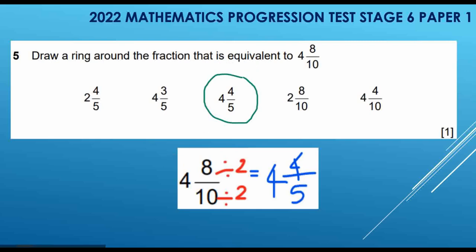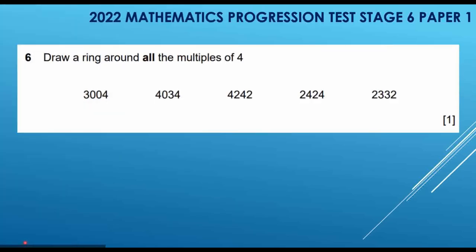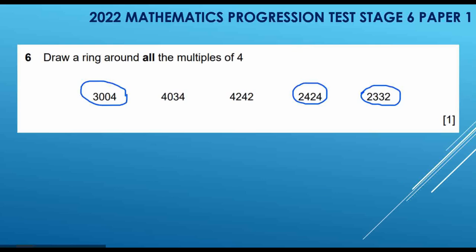Let's move on. Question 6. Draw a ring around all the multiples of 4. You have 10 seconds from now. So let's see the answer. You may pause this video if you have not finished. The answer is 3004, 2424, and 2332.